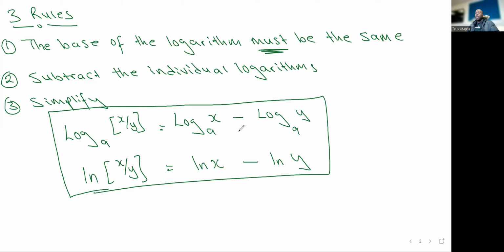All right. So we're going to go to the next law, which is going to be the addition law. That is the third law in the series.